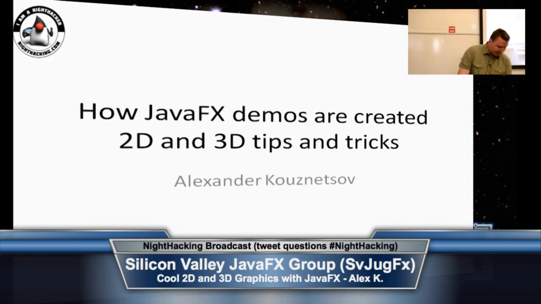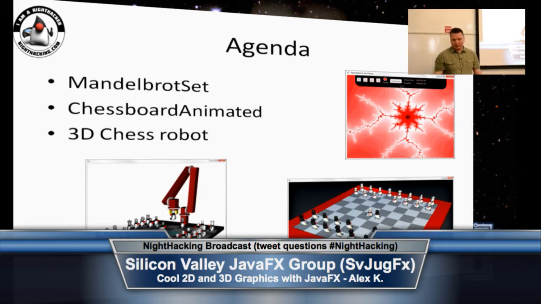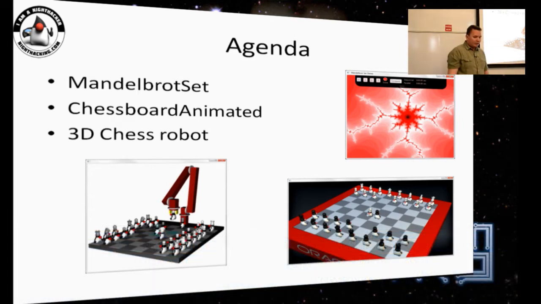All right, so the agenda for today is going to basically cover three applications. It doesn't fit actually. Can you move this down? Yeah, I got it. Those are MandelbrotSet, which Stuart was talking about; the animated Chessboard on the bottom right; and another app that was not shown to the public, which is a 3D chess robot. I'm going to talk about that later.